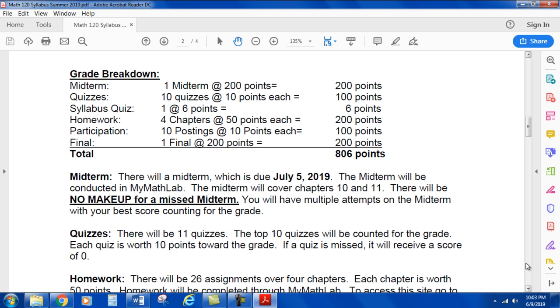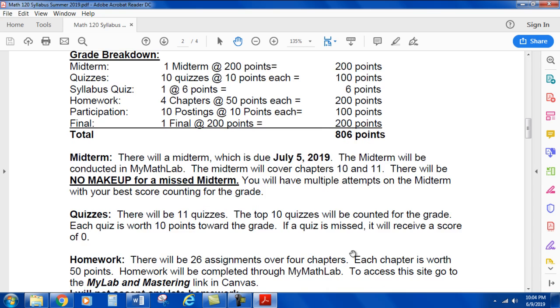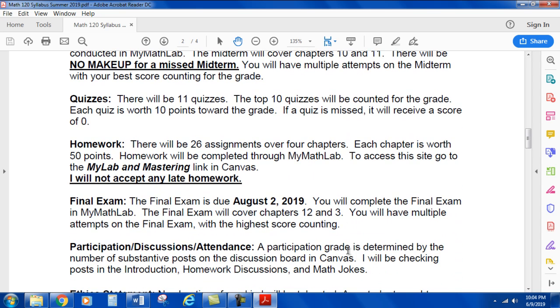Quizzes, there'll be 11 quizzes. The top 10 quizzes will be counted for the grade. Each quiz is worth 10 points toward the grade. If a quiz is missed, it will receive a score of 0. Homework, there'll be 26 assignments over 4 chapters. Each chapter is worth 50 points. Homework will be completed through MyMathLab. To access this site, go to the MyLab and Mastering link in Canvas. I will not accept any late homework.